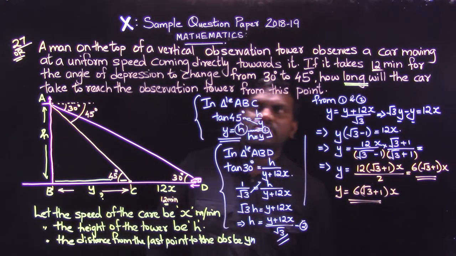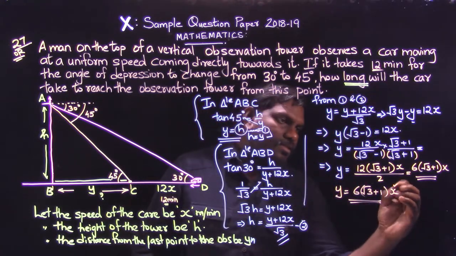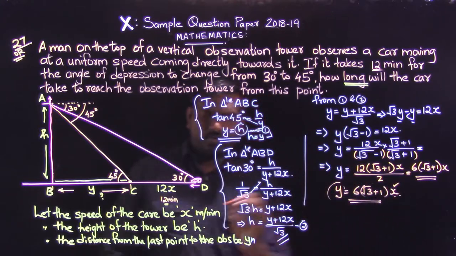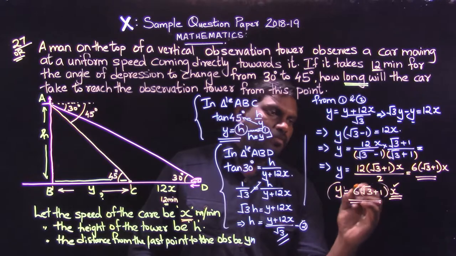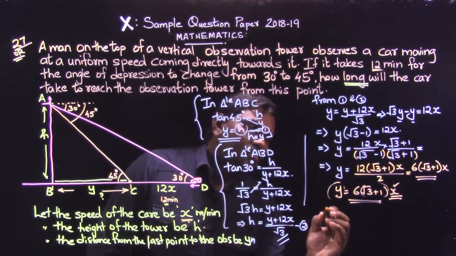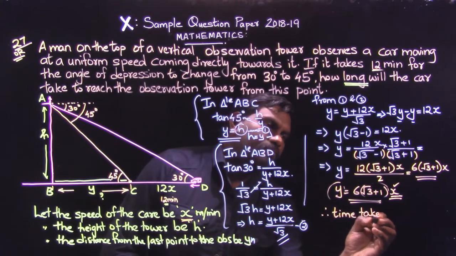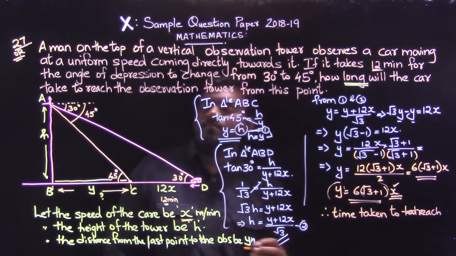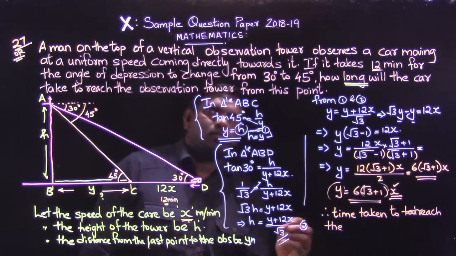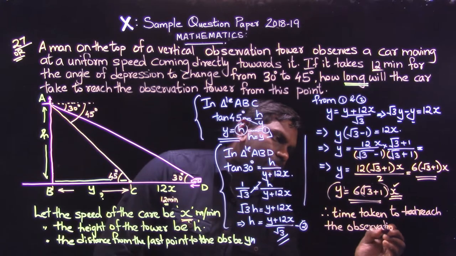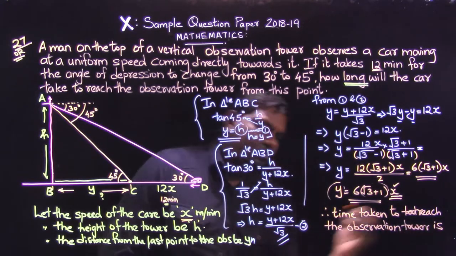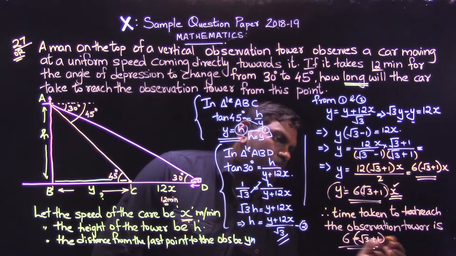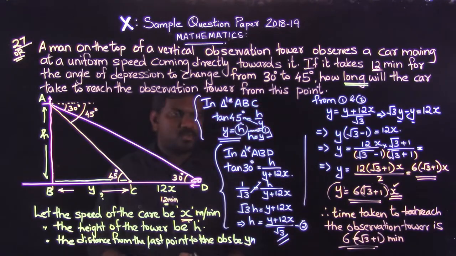Now from here, what is my question? What is asked to find? How long? This is your distance. This is your speed, which you know, which was a uniform speed. So it will be the time. Therefore, the time taken to reach the observation tower is nothing but 6 into (root 3 plus 1) minutes. So this is what your answer is.